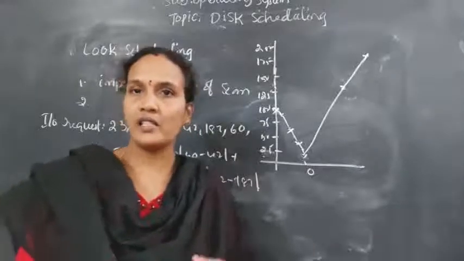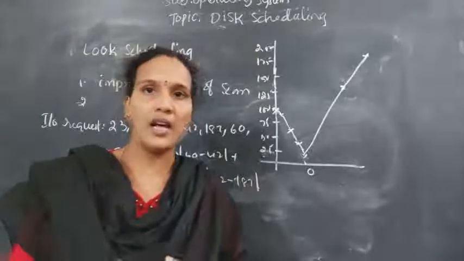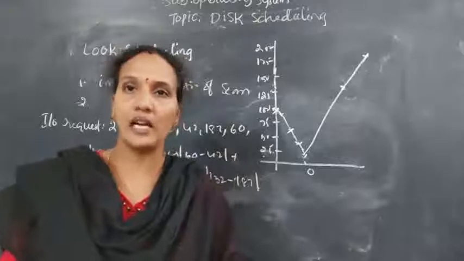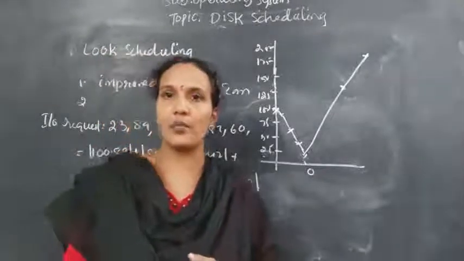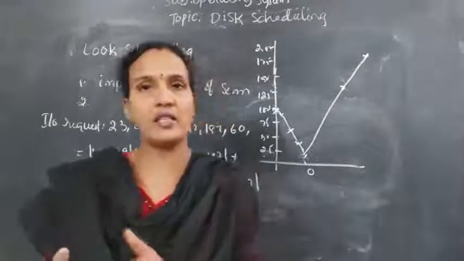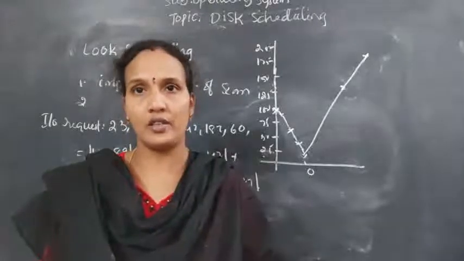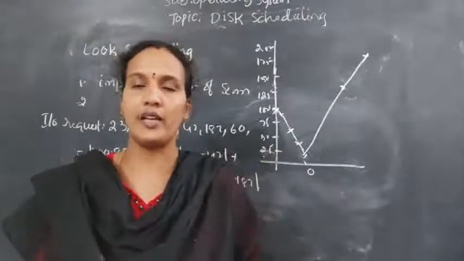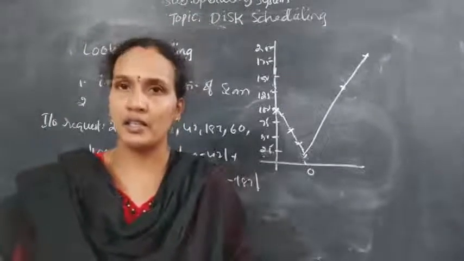Clear? C-SCAN is similar to that, but when it comes to one end, immediately it will move to the other end, to the starting point. That is C-SCAN. Next, LOOK. In LOOK, it will see whether the next request is there or not in the same direction. If the next request is not there in the same direction, it will change the direction. That's it about the LOOK scheduling algorithm. So this is about your disk scheduling algorithms.